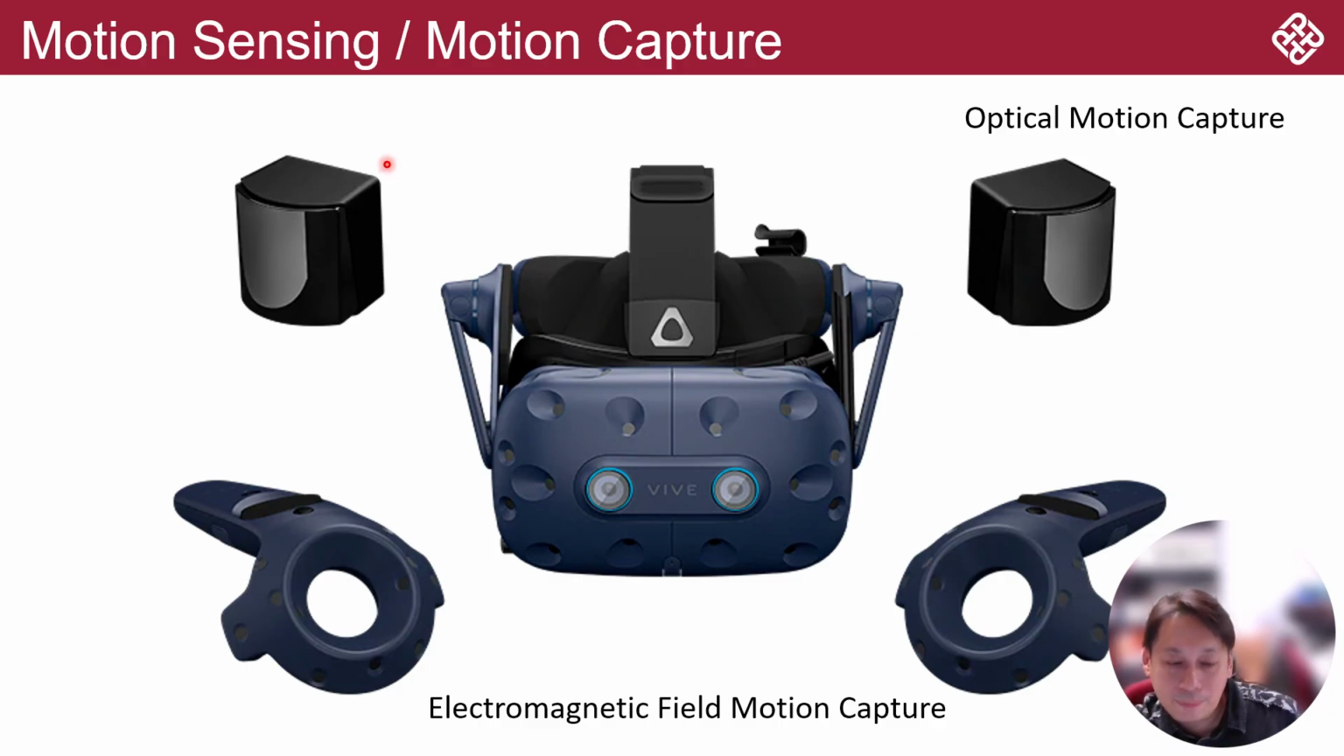For the optical motion sensor, they are here. Sometimes we call it a base station, sometimes we call it a lighthouse. Whatever, this one is the optical motion sensor, or we say the infrared camera. This one is the infrared camera. They sense the markers on your head-mounted display and on your handheld device.